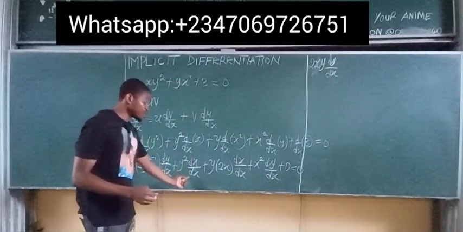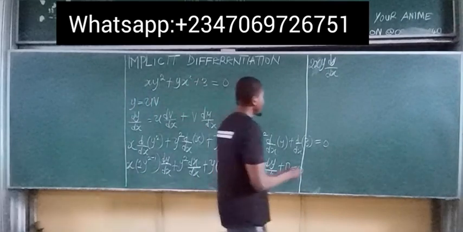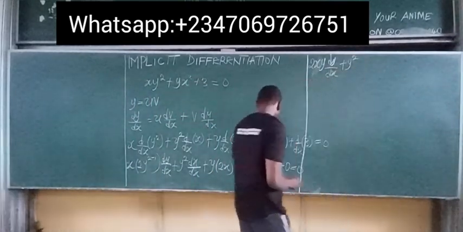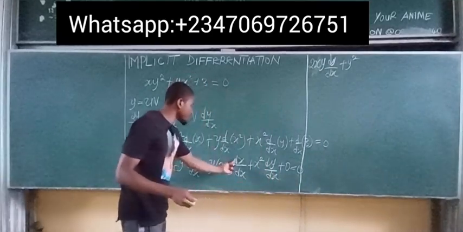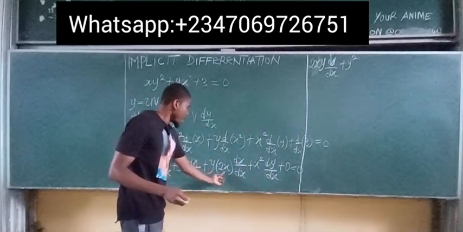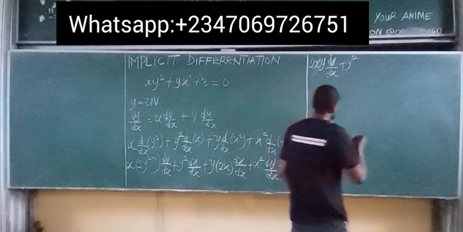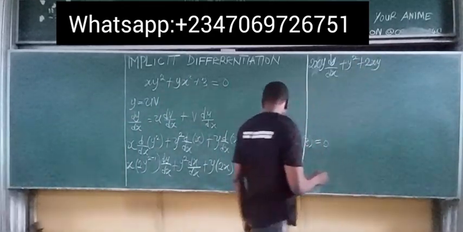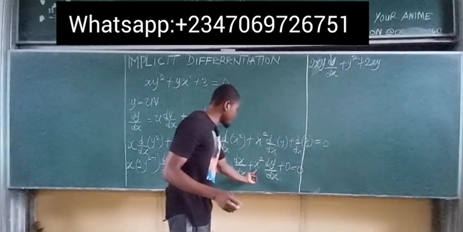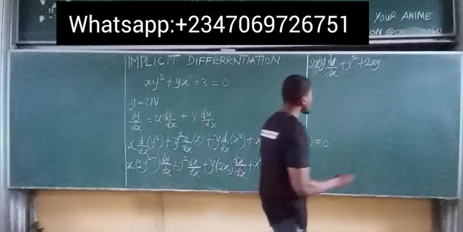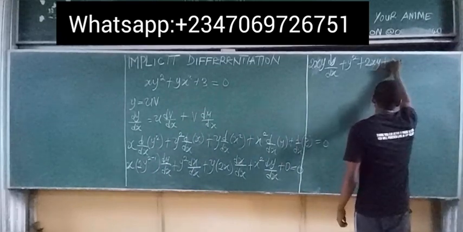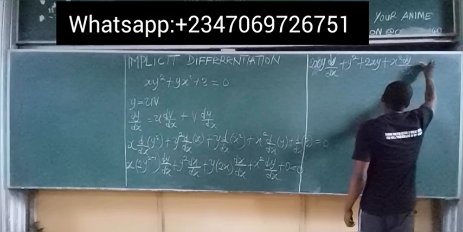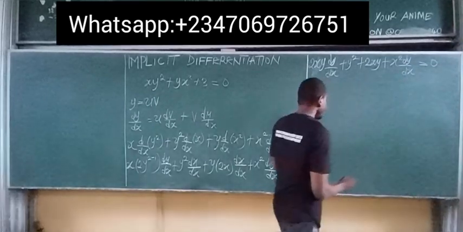Of course, dx over dx is 1, so I'm left with simply plus y squared. Next here, dx over dx as well is 1. I will simply have here 2xy plus 2xy. Here I have x squared dy dx, so plus x squared dy over dx, and the whole of this is equal to 0.